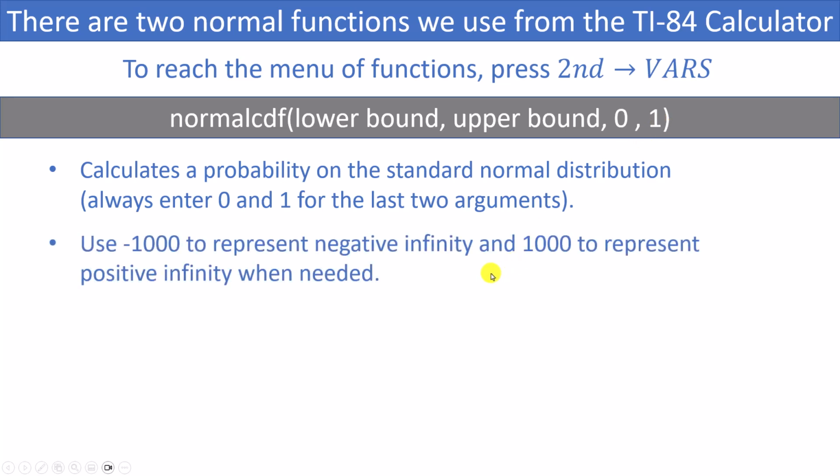Sometimes you might need to represent infinity or negative infinity as your lower or upper bound. We'll look at examples later. But if you need to represent negative infinity, you should use negative 1,000, and if you need to represent positive infinity, you should use positive 1,000.